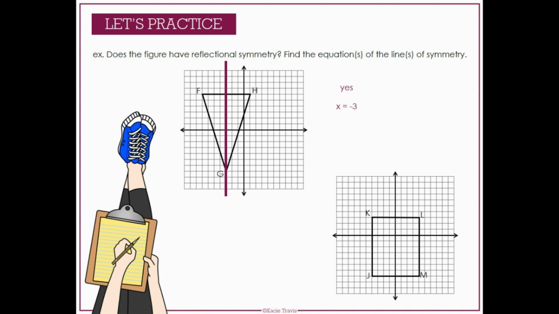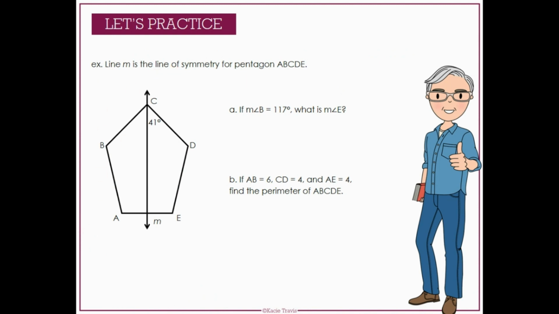All right, let's go through. Let's address the bottom right one. So here's our bottom right one. It says line M here, which is this line cutting us down the middle, is a line of symmetry for our pentagon ABCDE. First question they ask is, if the measure of angle B is 117, what's the measure of E? And then for B, it says, if AB is equal to 6, CD is equal to 4, and AE is equal to 4, find the perimeter. So we got two things, kind of a doozy.